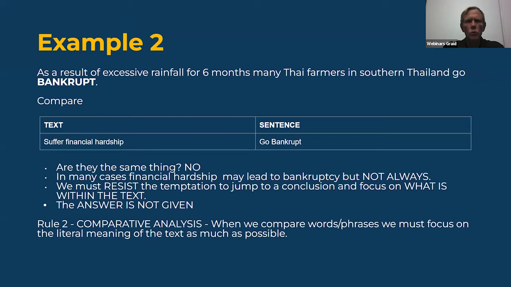So our second rule in our comparative analysis is when we compare words and phrases, we really must focus on the literal meaning of the text as much as possible. A very narrow reading of the words. Okay. So now let's look at another example.